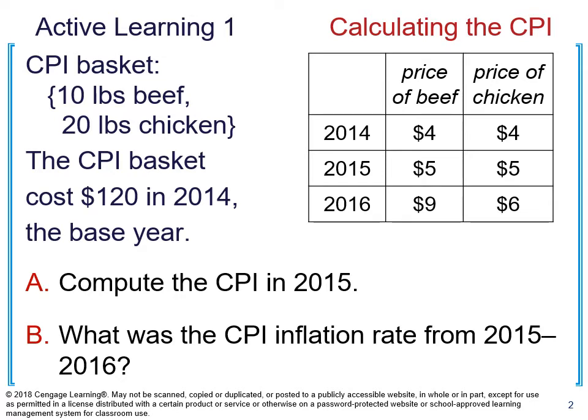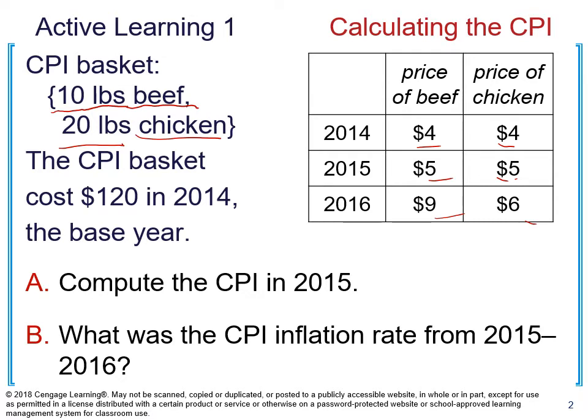So in this example, we have a very simple economy. In our very simple economy, we're going to consume two goods. We're going to consume beef and chicken. And remember, the consumer basket is fixed. It's given to us that the consumer is going to buy 10 pounds of beef and 20 pounds of chicken, and we have these prices over the course of 3 years.